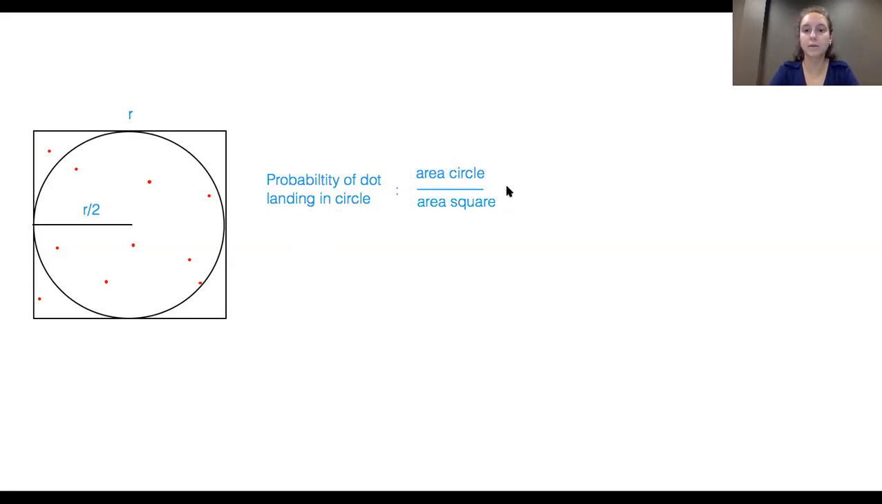So we know that our radius is r/2, and the area of the circle is going to be pi r². So that gives us pi times r², since we're squaring the numerator and the denominator, over 4, which gives us r²/4, over the area of the square, which is just height times width, which is r².